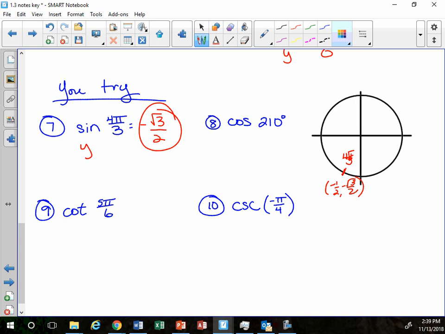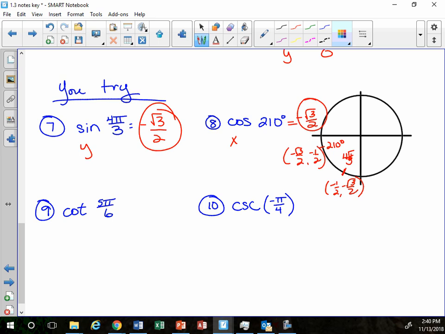Okay, 210 degrees, where's that? Still third quadrant. It's like over here somewhere. So, negative root 3 over 2, negative 1/2. Cosine's x, so what does it equal? Negative root 3 over 2. Thank you. It is the same answer as 7. How many got 8 right? You guys notice you're going to get the same answer over and over for a lot of different questions? Because there's a half, there's root 3 over 2, there's root 2 over 2.